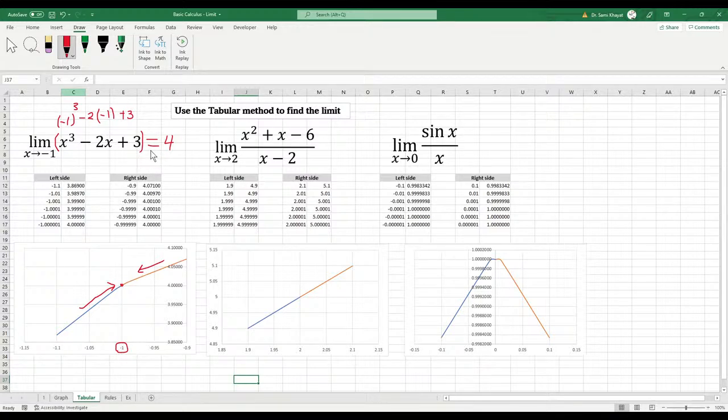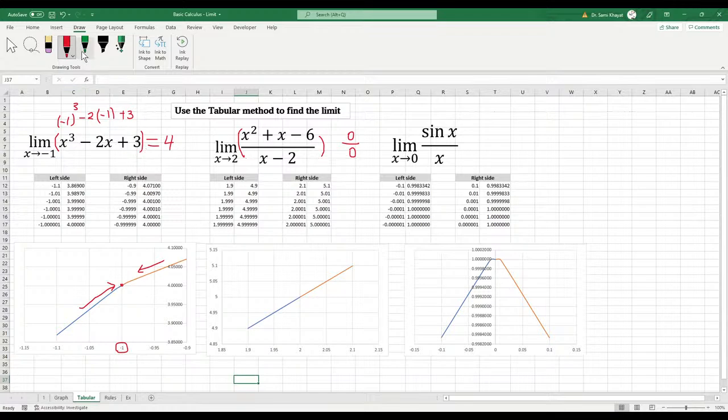Now, let's get another example. What about the limit approaching 2 of this function? Now we have a problem, because this one will be 4 plus 2, 6, minus 6, that will give me 0. And the bottom is 2 minus 2, 0. 0 divided by 0 is undefined. We don't know. Is it true there is no limit? We don't know. We need to test it.